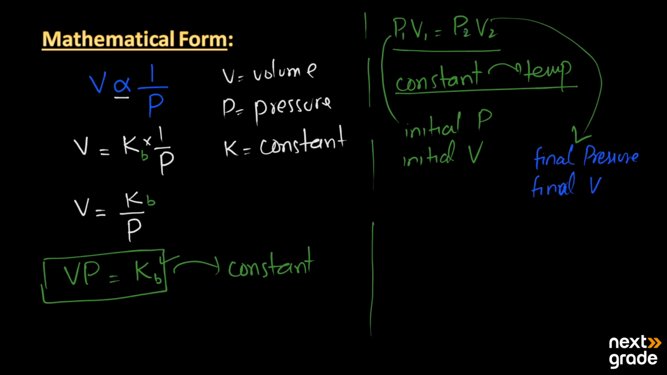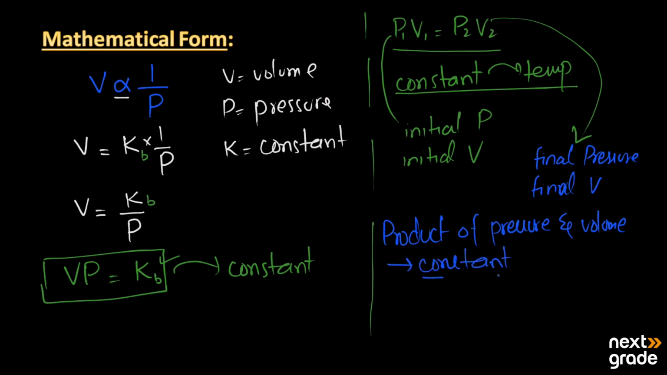According to this above equation, we can also define it as the product of pressure and volume of a given mass of a gas is a constant value, provided that the temperature remains the same. So this is a simple mathematical form of Boyle's law.